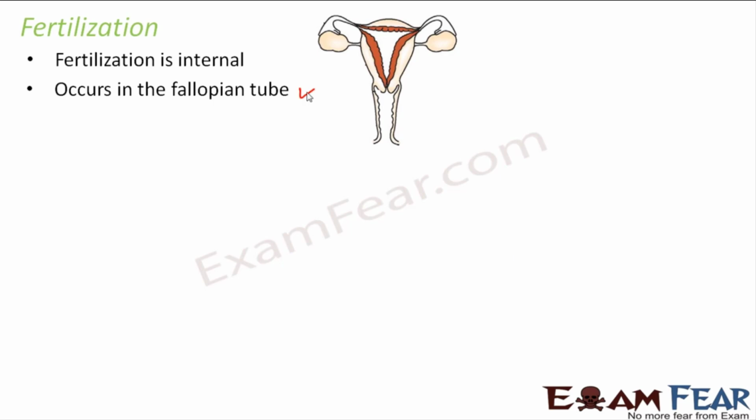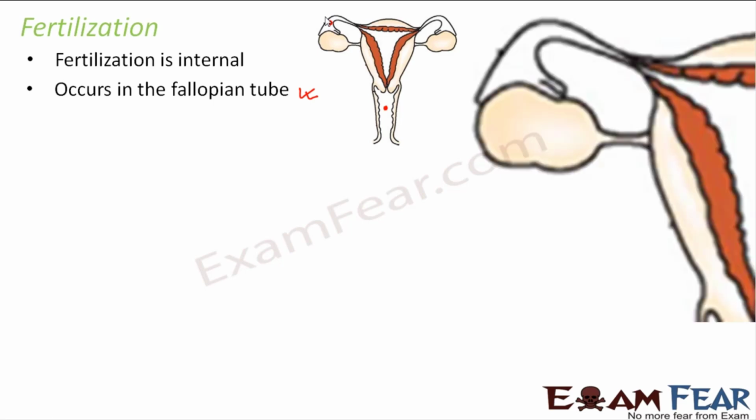Now, as I said, by the process of ovulation, a matured egg is released and it remains in the fallopian tube somewhere here. And we have already seen how sperms are produced. So the sperms are produced and the sperms get ejaculated in the vagina of the female. So these sperms also reach from the vagina to the fallopian tube. And in the fallopian tube, the actual fusion takes place. So let us look at the process of fertilization.